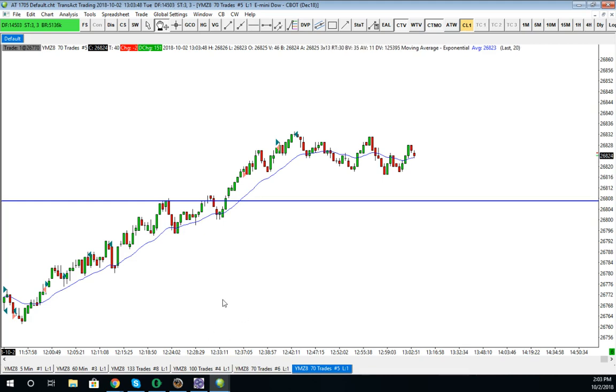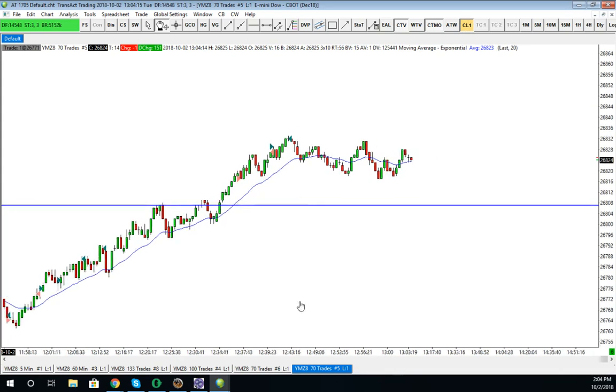Okay, so the second part of the day after lunch sometimes gives us a nice move. We really don't know what's going to happen. Of course, we can just go sideways for the rest of the afternoon. We can break into new highs, or we can pull back. Okay, so let's see what we can do here.